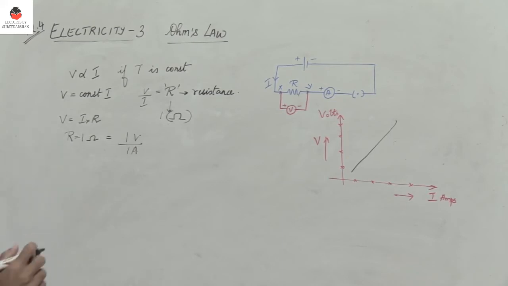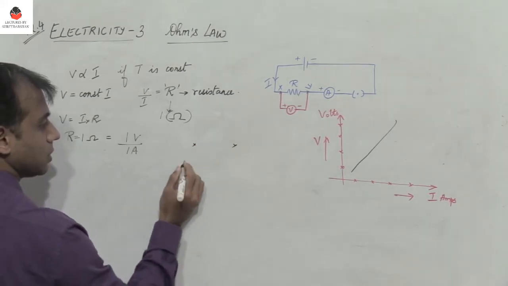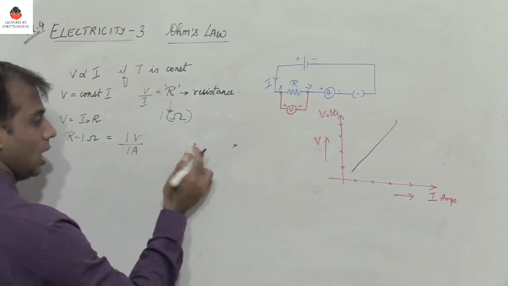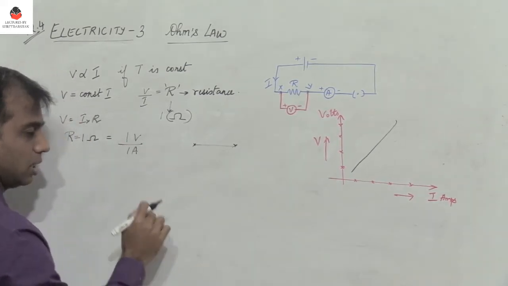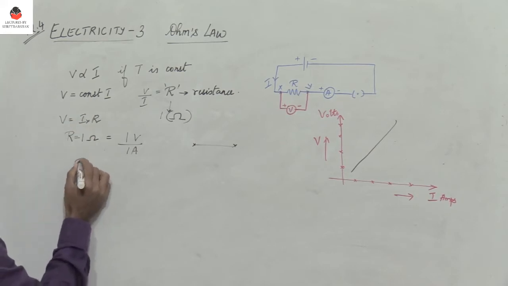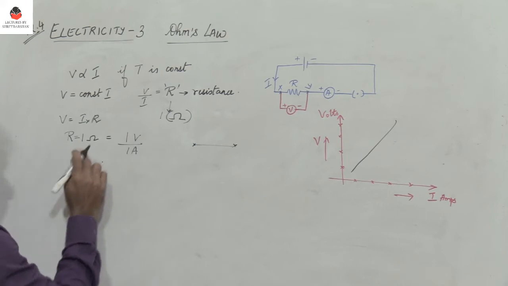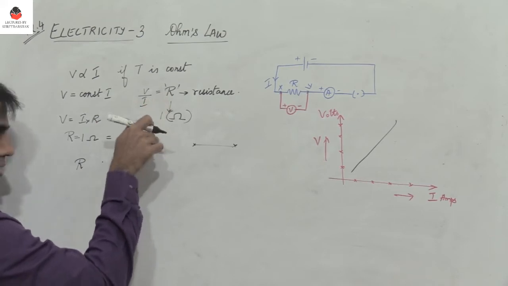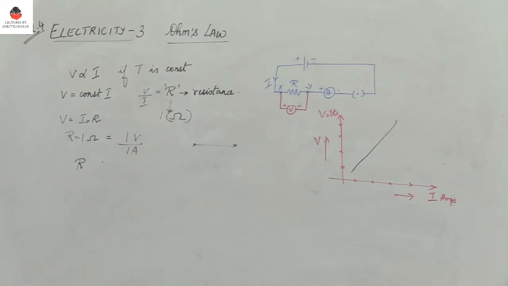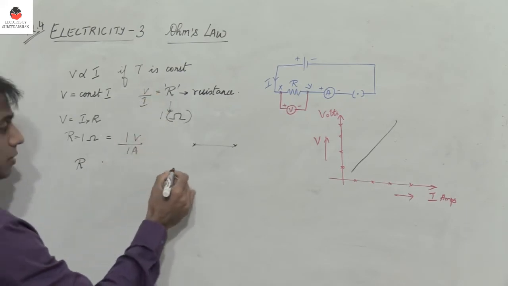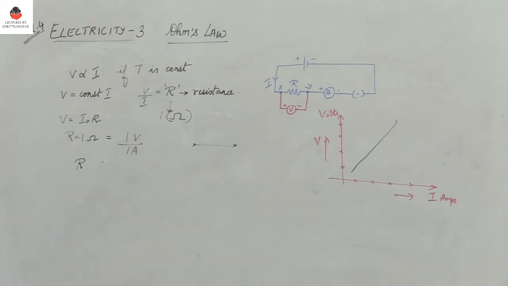So let me repeat. Between 2 points, if the voltage between the 2 points of any given conductor is 1 volt and if the current flowing through the conductor is 1 ampere, then the resistance of the given conductor is 1 ohm. So next, what do we observe? We find that the resistance is inversely proportional to I. That means as current increases, the resistance definitely has to reduce. So if I use a given material, of course the resistance remains constant.